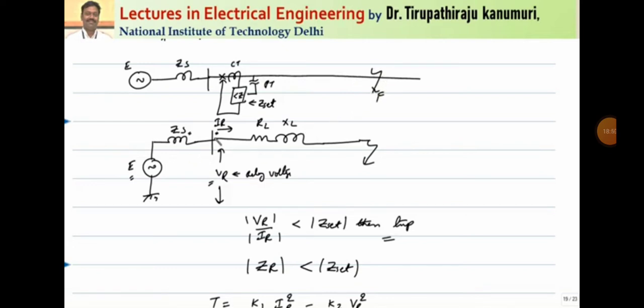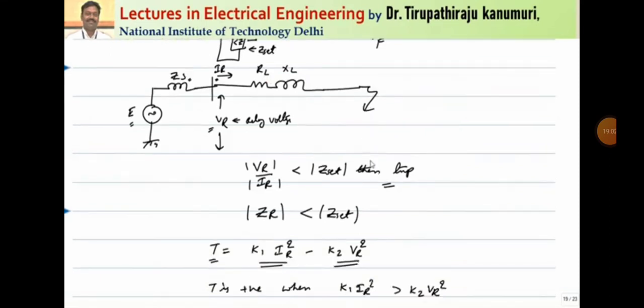If you take this transmission line, the voltage measured at the relay location is VR and the current measured by your relay is IR. Let us assume your transmission line is represented by RL and XL. Here some fault happened. Now you can see the ratio of VR divided by IR is set in such a way that if it is less than the Z set, then it will trip, otherwise it will not trip. In other words, if the impedance measured by your relay is less than the set value of the impedance, then your relay will operate, otherwise it will not operate.